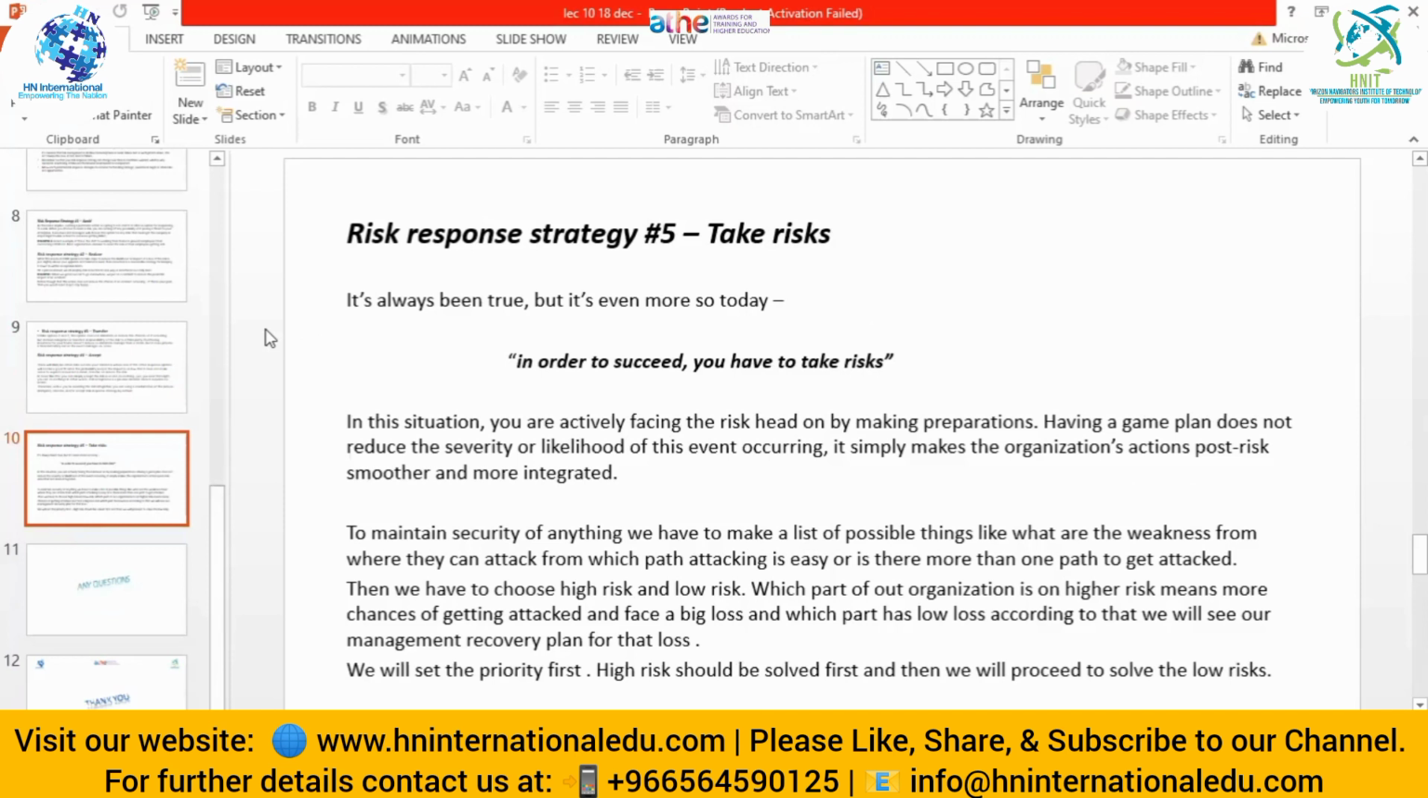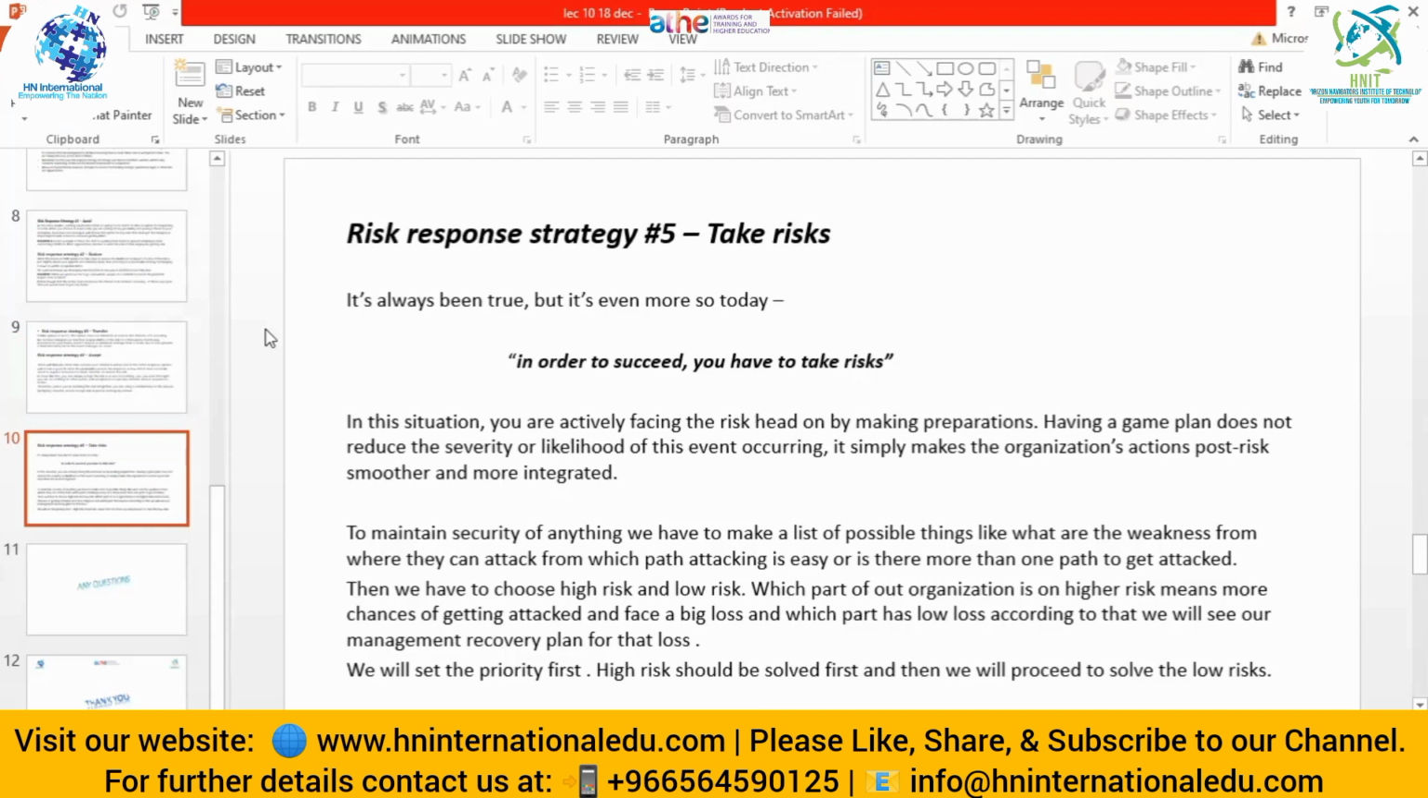Now, number 5 is take risk. It's always been true, but it's even more so today. In order to succeed, you have to take risk. If someone is starting an organization or a company, or any online company, or a sales option or anything, obviously he or she will invest something. It will take their time, their money, also their efforts, their hard work. But that is a risk. It may run or it may not work. But to take the risk is really important.